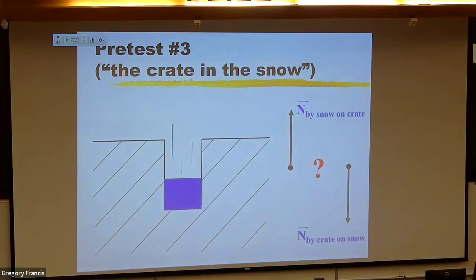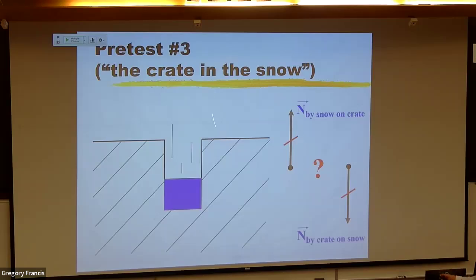we had a pretest last week, and in that pretest, we were asked to compare these two forces. The force by the snow on the crate to the force by the crate on the snow. Now you can almost hear those indices lift up and pirouette around and come back down. Okay, and that's an indication that those have to be third law companions, and so they are equal to each other.